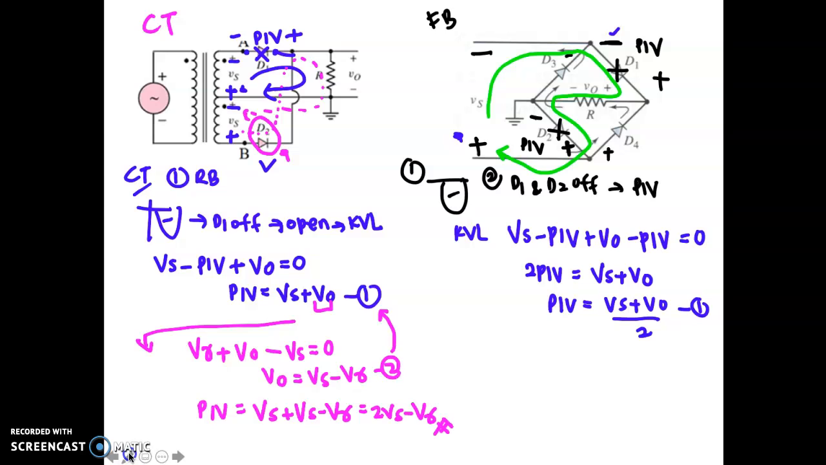So equation number 2, where you're going to derive the value of your V out. In order to derive the value of your V out, you need to check which diode is on. So diode 3 and diode 4 is on, right? So let's draw the KVL at the diode 3 and diode 4.